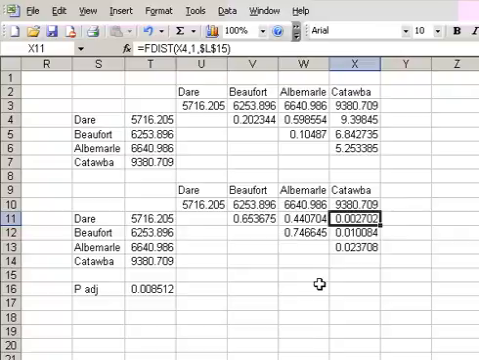So on the basis of that adjusted alpha, we would conclude that Catawba is different from Dare, but we would not conclude that Beaufort is different from Catawba or that Albemarle is different from Catawba. It should be remembered that this is a very conservative test, but it gives a level of 0.05 across all 6 tests.